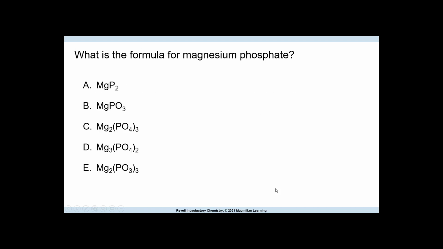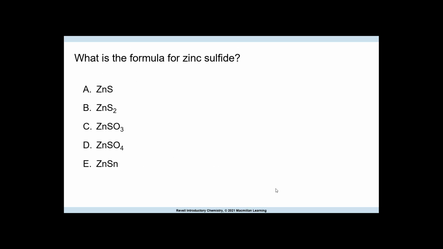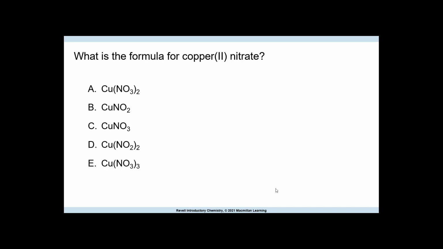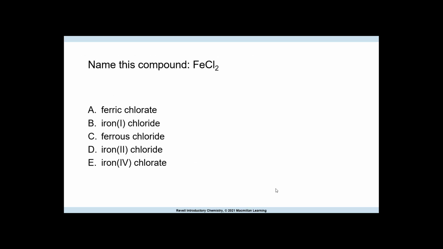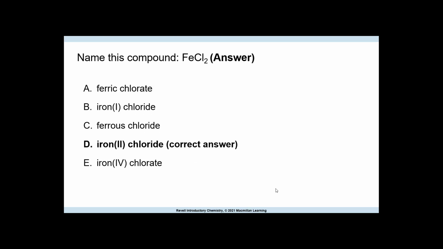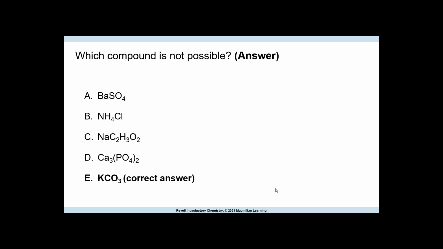Okay, so what is the formula for magnesium phosphate? I'm just going to jump ahead to give you guys the answers. These are ones I feel that you can go over and look to make sure that you are understanding it, and you can go back and see what was wrong if you didn't do them right. But this is why you have a lot of slides. It's because I gave you a lot of problems to help you get comfortable with this.